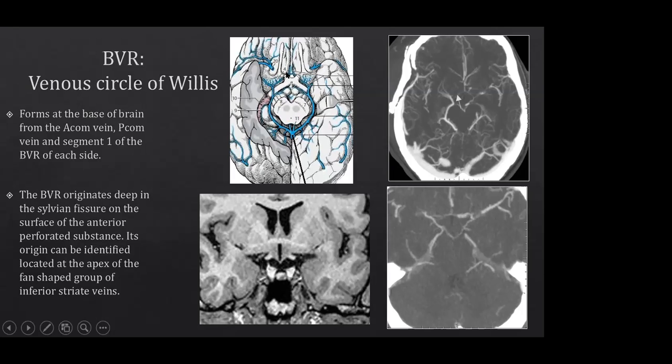To complete the circle, the two anterior cerebral veins will join together via the anterior communicating vein. Similarly, on the other side, you have the anterior cerebral and the deep middle cerebral vein. Once this is formed, the basal vein of Rosenthal gets tributaries from the posterior cerebral vein, and these two posterior cerebral veins will join together via the posterior communicating vein in front of the cerebral peduncle, and that completes the venous circle of Willis: the anterior communicating vein, the anterior cerebral vein, the basal vein of Rosenthal in its segment 1, the posterior cerebral vein, and the posterior communicating vein.